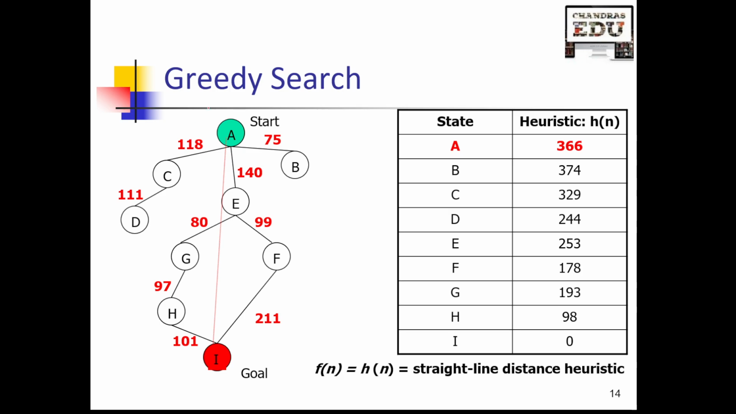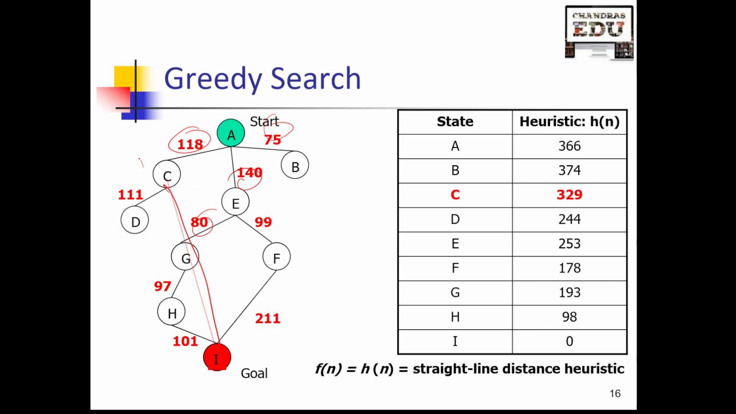So we can see here, if we draw a straight line from this one to the goal node, that is 366. Suppose we take node B, the straight line distance from B to I is 374. Like that for every node. Node C is 329. You can see the straight line path from C to I. It is not according to the cost mentioned on the directed path, but it is a straight line distance from that node to the goal node. We can take it for any node.